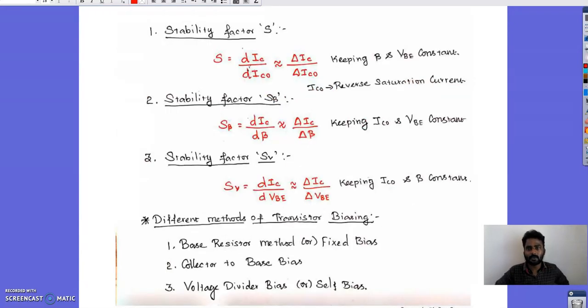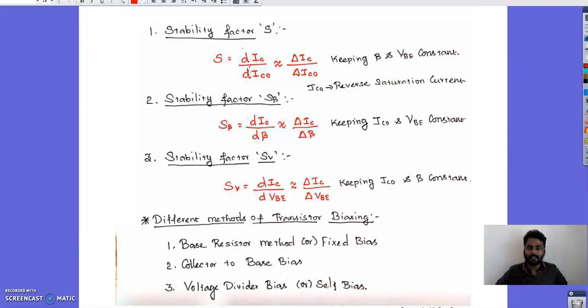Coming to the expression for the stability factor, first with respect to the reverse saturation current ICO, S equals dIC by dICO, the differentiation of IC with respect to the reverse saturation current. That is, only the reverse saturation current value is changed in order to change the value of the collector current. It can also be described as the ratio of change in collector current to the change in reverse saturation current, keeping the current gain beta and base emitter voltage VBE constant.